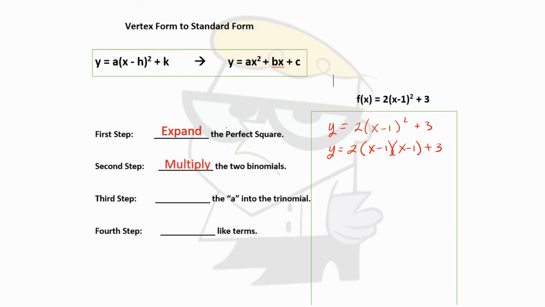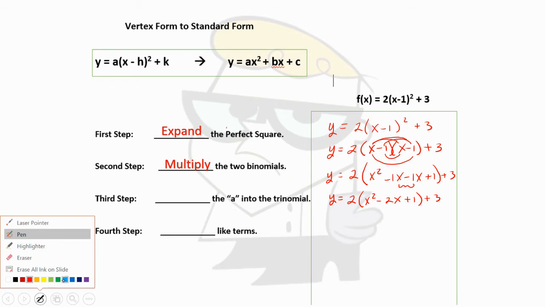Okay, the next step, you're going to multiply the two binomials. And so to do that, if you recall from chapter 6, we do the FOIL method. And so I'm going to do x times x and get x squared. Then I'm going to do x times negative 1 is my outside. That's negative 1x. Negative 1 times x is my inside. That's negative 1x. And then negative 1 times negative 1 is a positive 1. And then we can combine these two middles always. And so I get y is equal to 2 times (x squared minus 2x plus 1) plus 3.